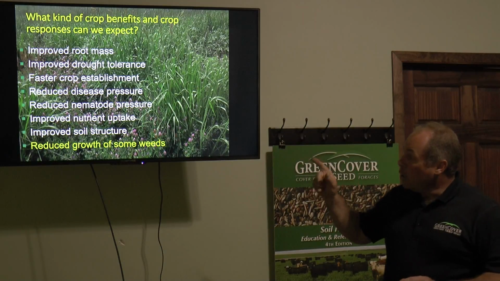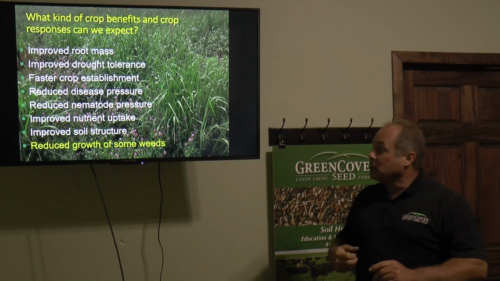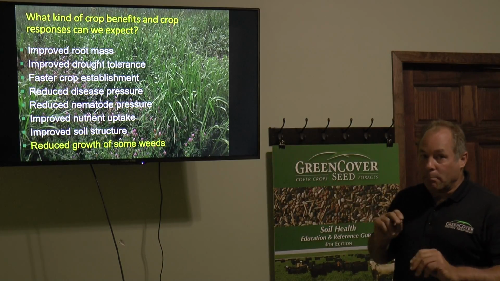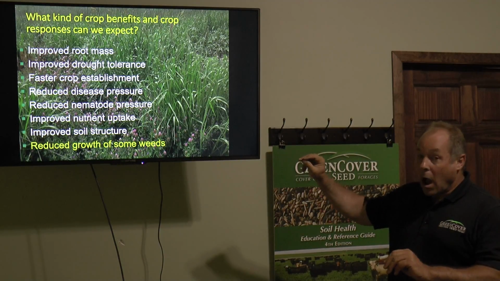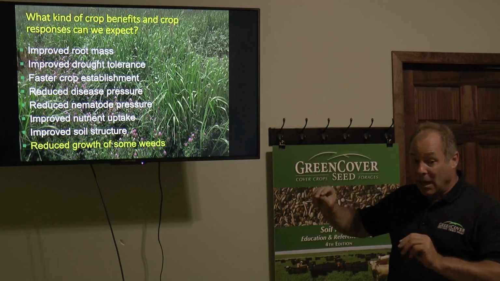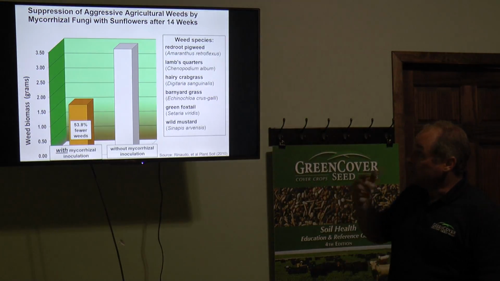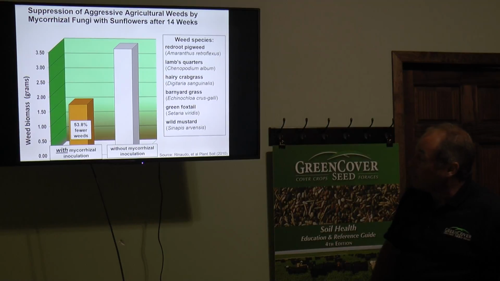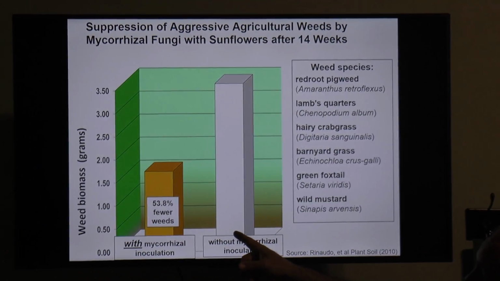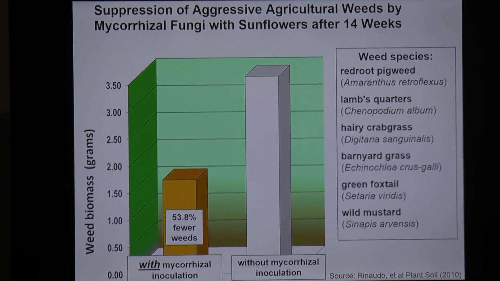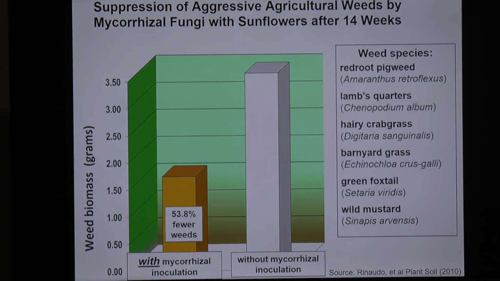But when you inoculate your crop with mycorrhizal fungi, you change that balance of power to where the crop root system can outcompete the weed root system. This is a study done up at North Dakota State. Look at this. This is the weed biomass in a sunflower crop. This is where they did not inoculate with mycorrhizal fungi. Here's where they did. 54% fewer weeds.